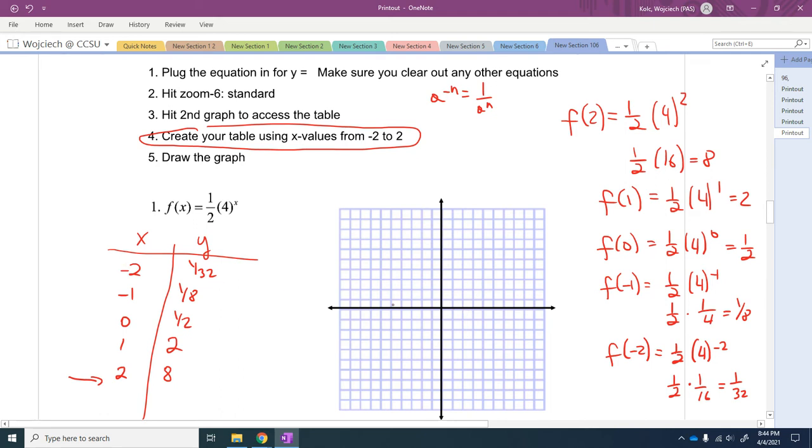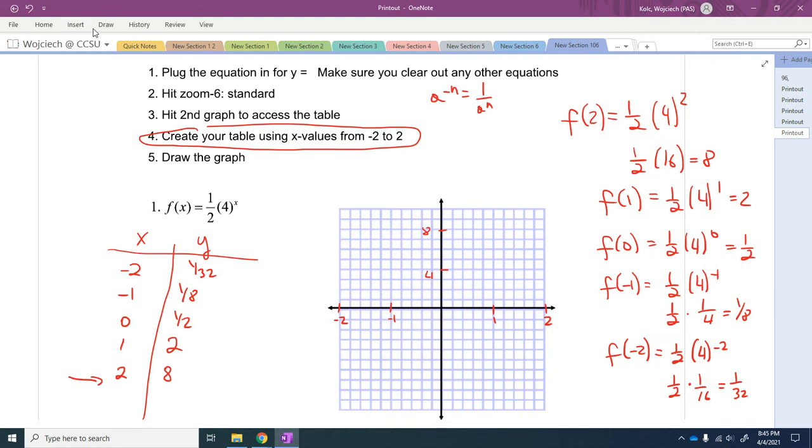The best way to scale this is to make this -1 and -2, to make this +1 and to make this +2. Now y values, I need to fit up to 8, and then my smallest value is 1/32, which is basically something very close to 0. So I'm just going to go by 1. So 1, 2, 3, 4, 5, 6, 7, 8.